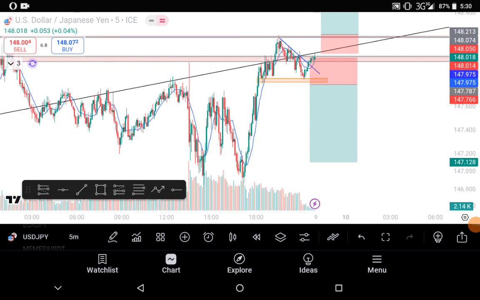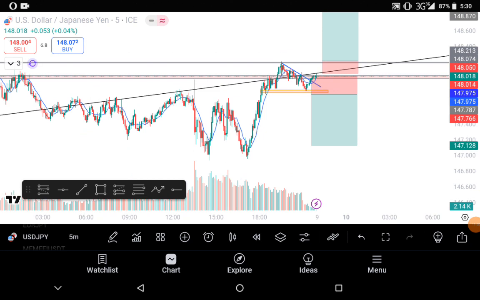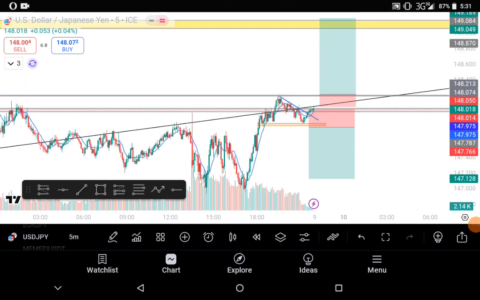So that is it. If the price should trade below this other support I marked, then we sell the market all the way down. And if the price should trade above here, we'll buy the market all the way to the yellow line. So that is my analysis for UJ for this week that is coming in. So let's see how the market actually goes. Thanks guys.